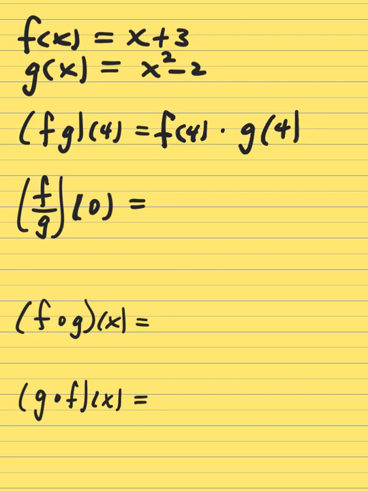Now we go to function f, it's x plus 3, so f of 4 is 4 plus 3, and that's 7. G of 4 is 4 squared minus 2. That's 16 minus 2, which is 14. And what's the product of those two? 98. Plug a number in, you get a number out.